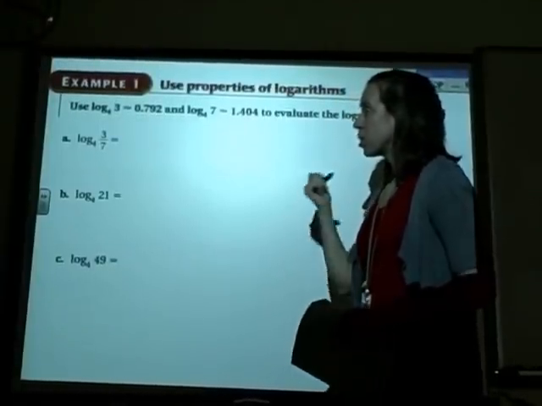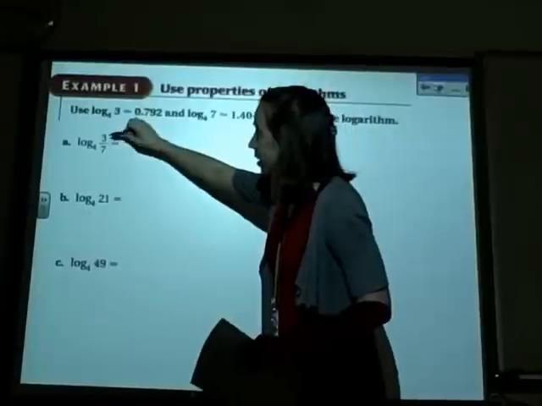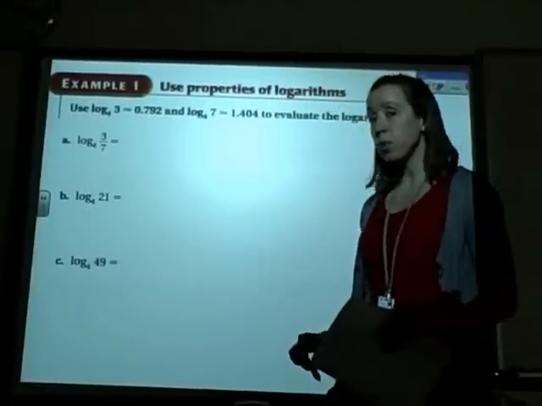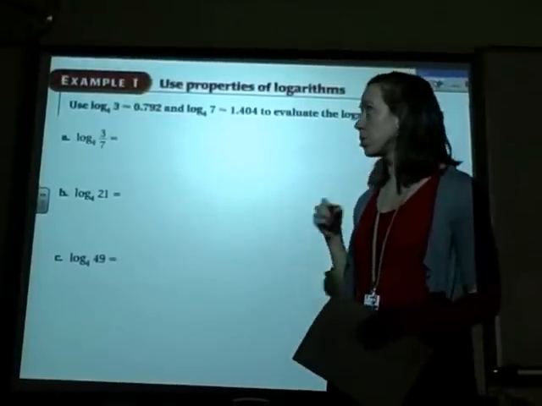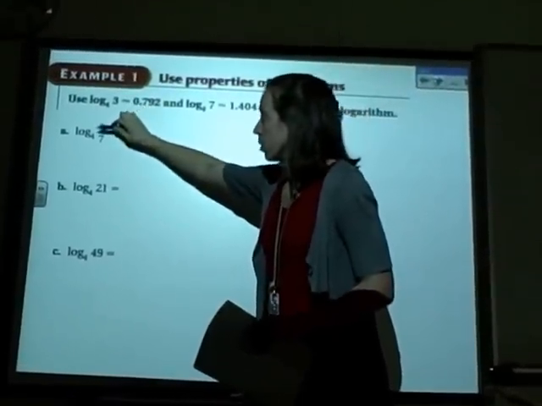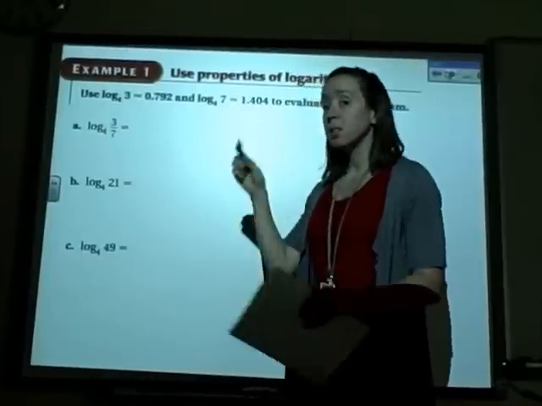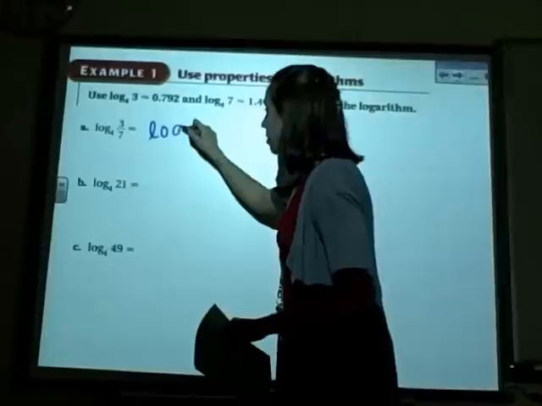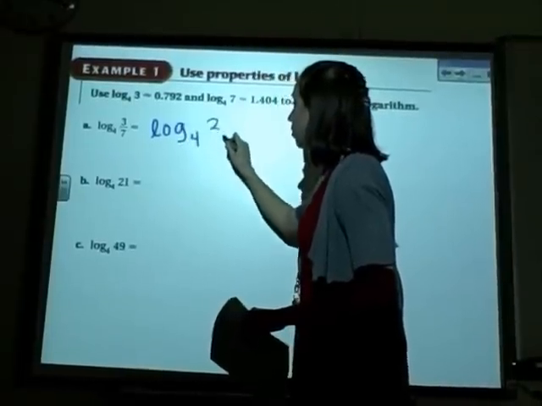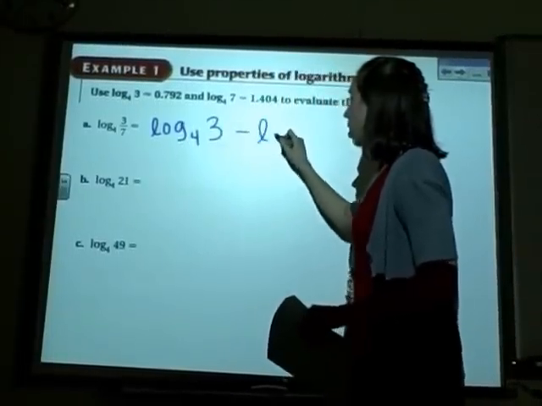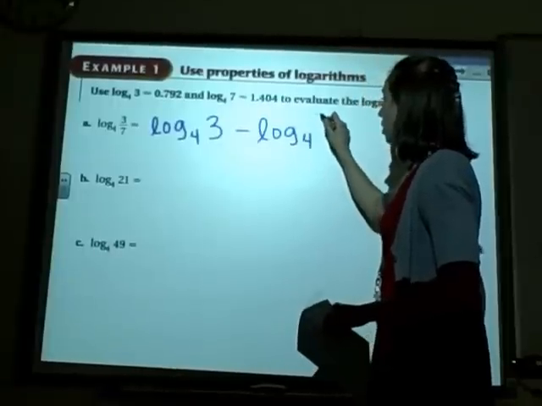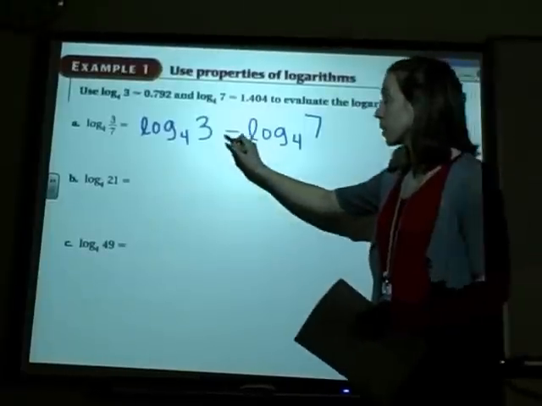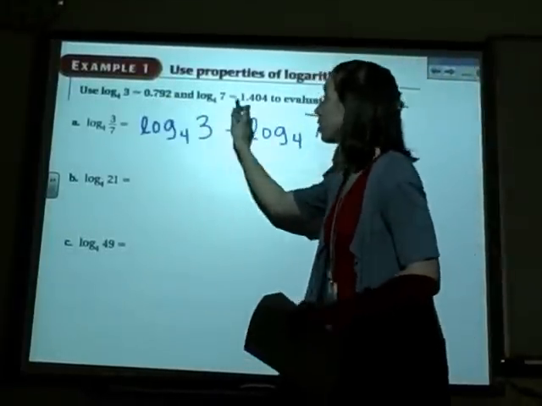We ask ourselves, which property? I see that we are dividing two numbers. So we want to use that quotient property. Quotient property, if you look back in your notes, which you should have, tells me to split this logarithm up and subtract them. So log base 4 of 3/7, according to my property, is the same as log base 4 of 3 minus log base 4 of 7. And we did that because we want to focus on 3 and 7 because we're given those facts already.